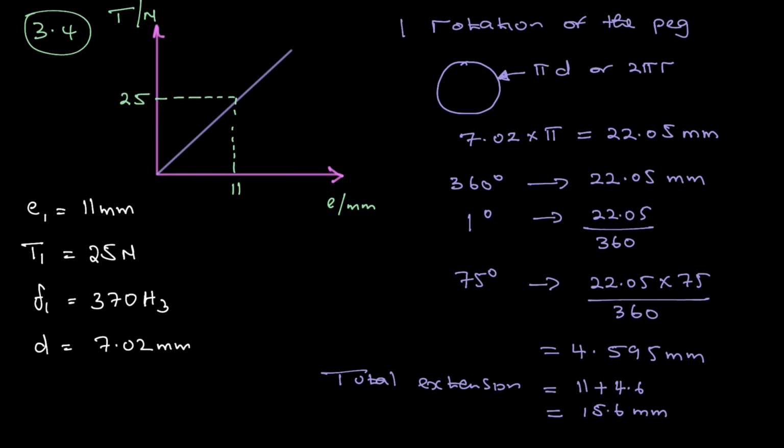And so if we go on to the graph and check for 15.6 millimeters, that will correspond to the value of 35 newtons. So now we have the first tension is 25 newtons, and the frequency for that one is 370 hertz. And now we have the second tension, and that is 35 newtons, and we need to find the frequency for that.